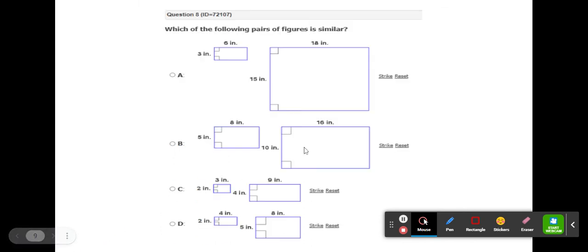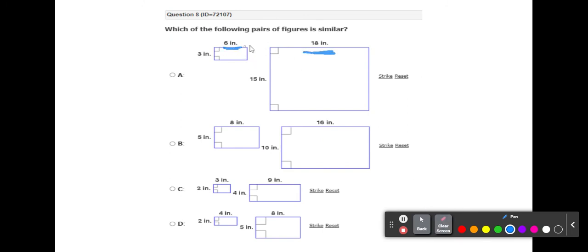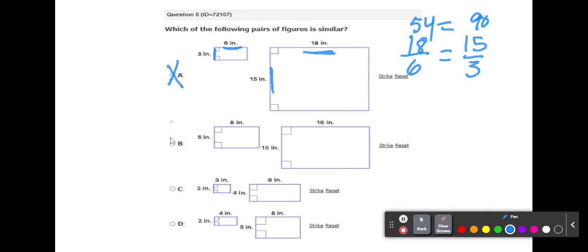All right, which of the following pairs of figures are similar? So they have to be in proportion. So this over this has to be equal to this over this. That's what that means. So 6 times 15 is 90, and 3 times 18 is 54. So those are not in proportion.